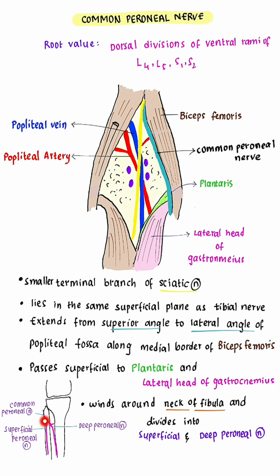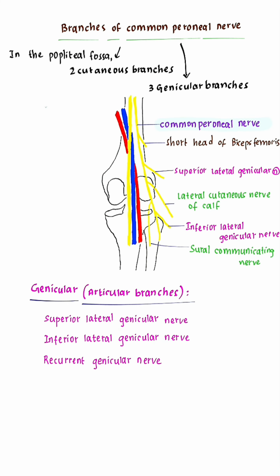It passes downwards and forwards to wind around neck of the fibula. Here it divides into superficial and deep branches: superficial peroneal nerve and deep peroneal nerve. Branches of common peroneal nerve.